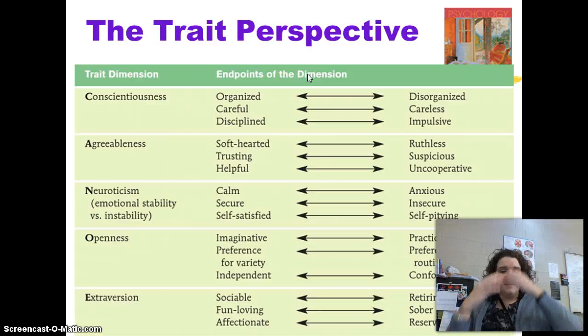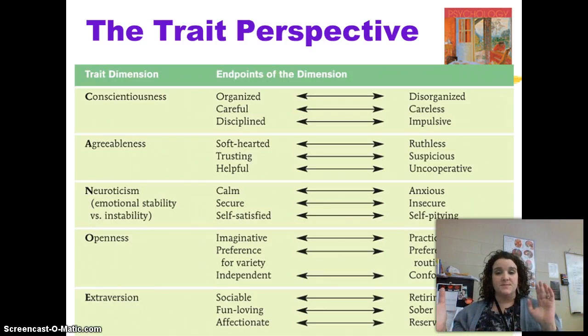Okay, so then we're looking at the trait perspective still. And so this is actually what's called the Big Five personality. And I think the easiest way to remember this is by the acronym CANOE. So over there on the side, you see, for example, the C is conscientiousness, and it's a spectrum. So you go from organized to disorganized.